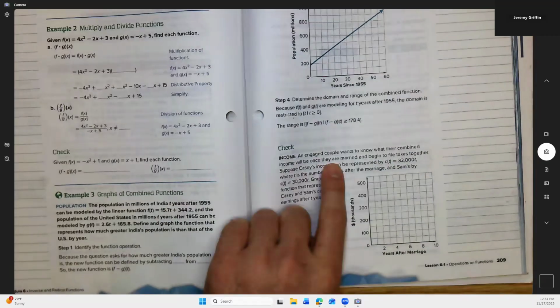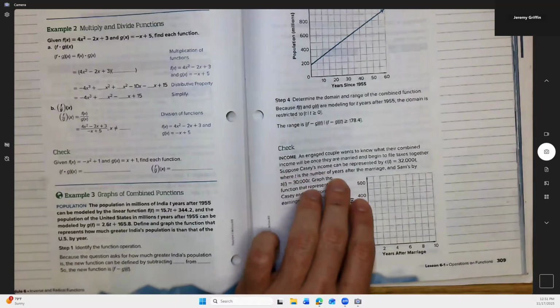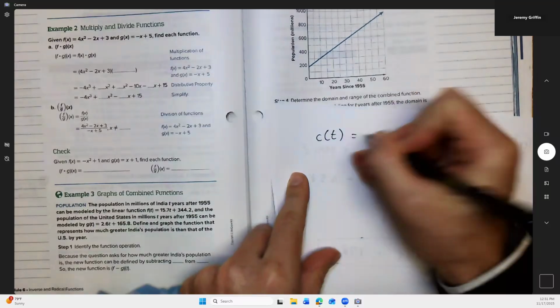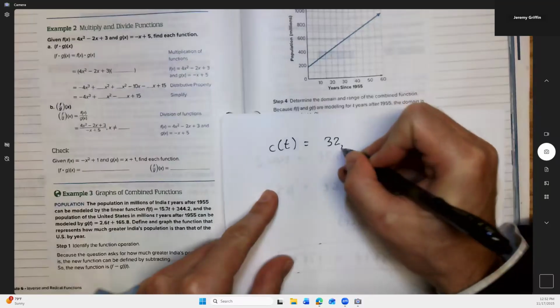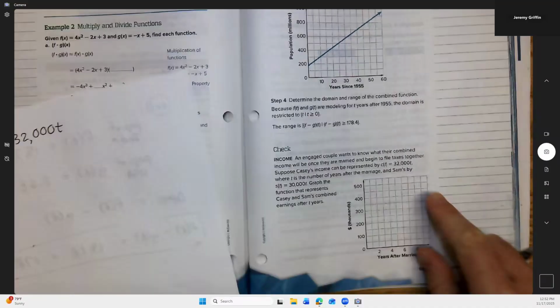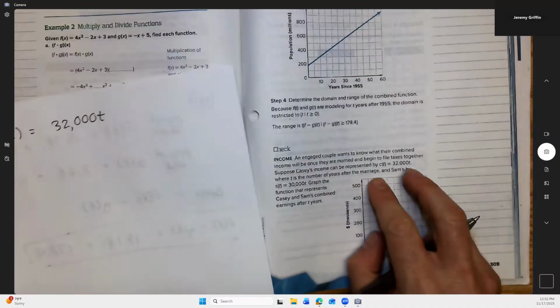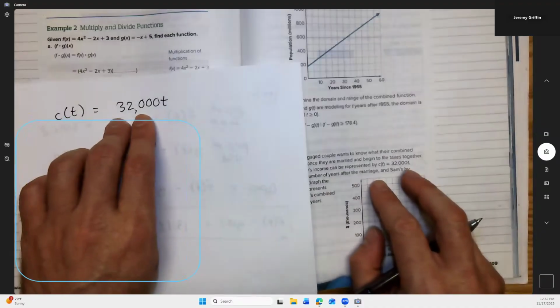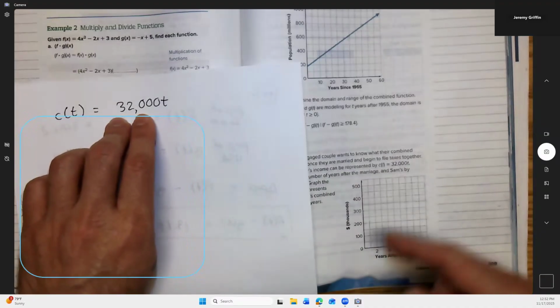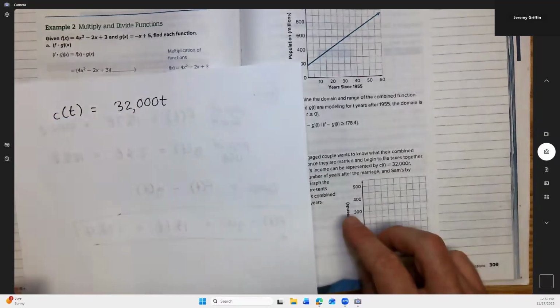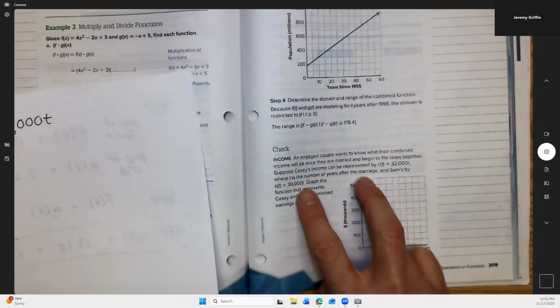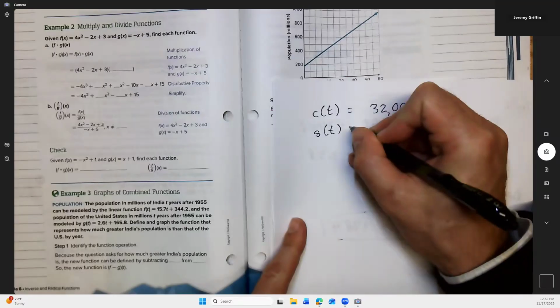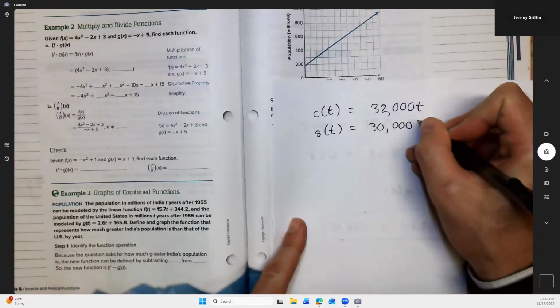An engaged couple wants to know what their combined income will be. We've got Casey's income. Let's do Casey as a function of time, which is 32,000 t, where t is the number of years after marriage. So basically the income is $32,000 per year. If you're constantly working this job, you're picking up $32,000 per year. And Sam's is 30,000. Sam is also a function of time. It's 30,000 per year, times the number of years passed. That's like the total income acquired.